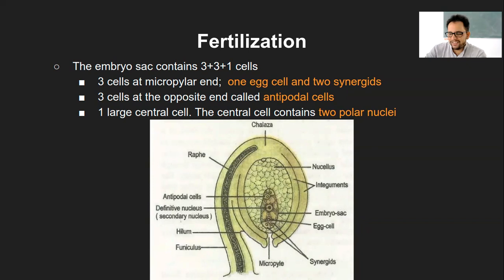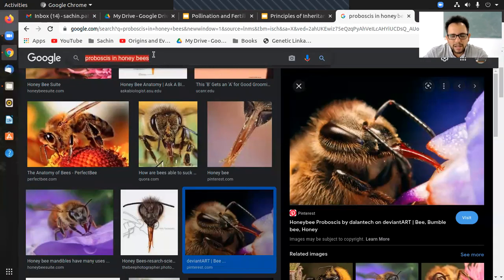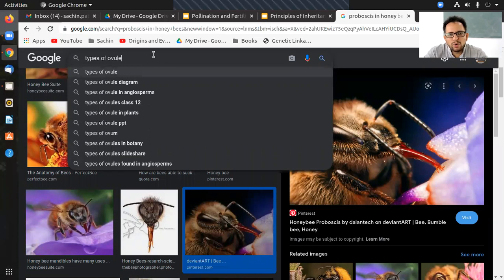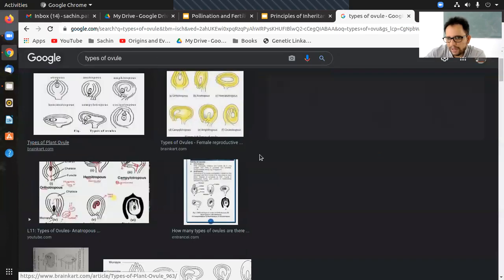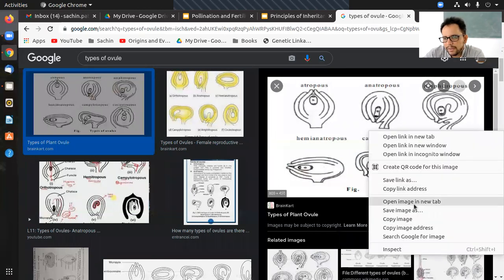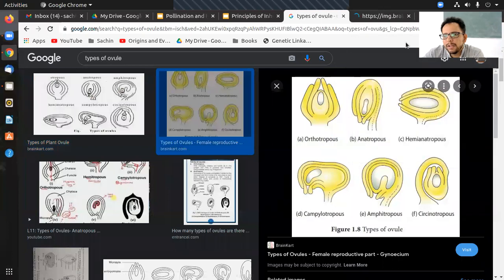So that is the whole of the ovule. And one additional fact, this type of ovule, which is kind of upside down, is called an anatropous ovule. Anatropous means upside down. So there are various types of ovule. Actually, I will just quickly show you the types of ovule. There are orthotropous, anatropous, and so on. I hope you are able to see this. Let me find a better diagram. Yeah, this should be good enough.